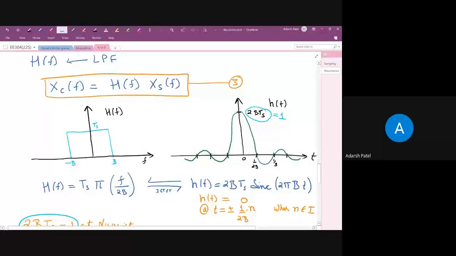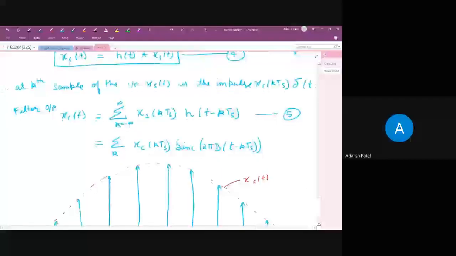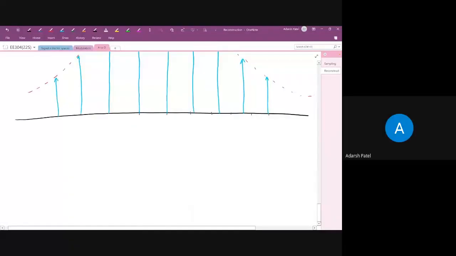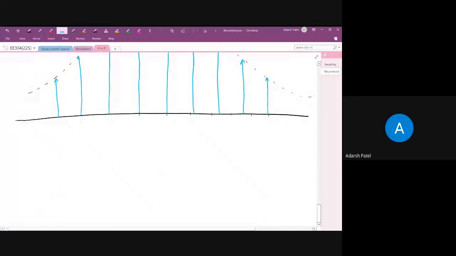So then in that case, and again see the zero crossings. Zero crossings are again at 1 upon 2b, at an interval of 1 upon 2b. So if I now check this, let this be n by 2b. So what should be the next one? It should be n plus 1 by 2b.